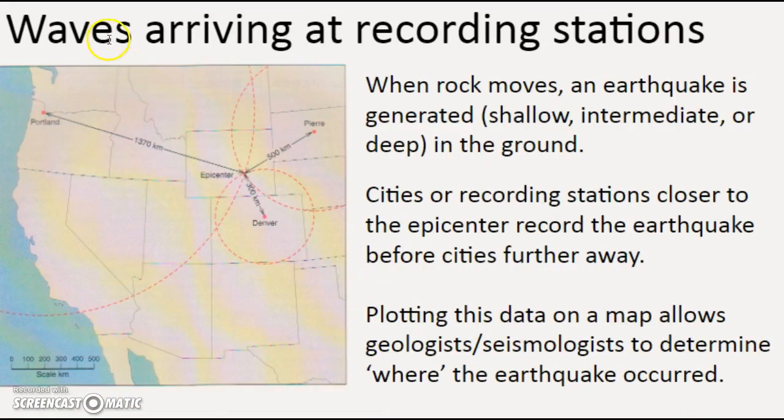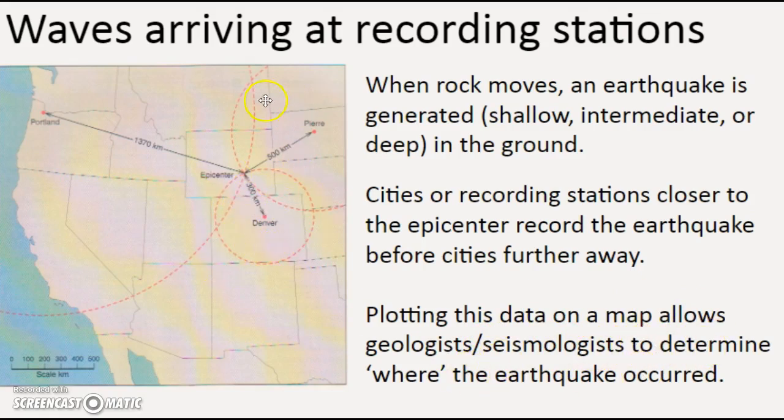So before we looked at waves traveling through the Earth, now let's look at waves traveling on the Earth's surface. They arrive at recording stations. When rock moves, an earthquake is generated, whether it's shallow, intermediate, or deep in the ground. Cities or seismic recording stations closer to the epicenter record the earthquake, the waves of the earthquake, before cities further away. Plotting this data on a map allows geologists and seismologists to determine where the earthquake occurred.